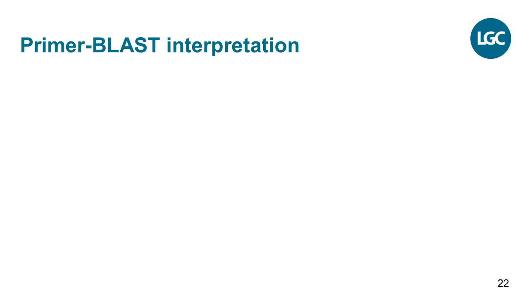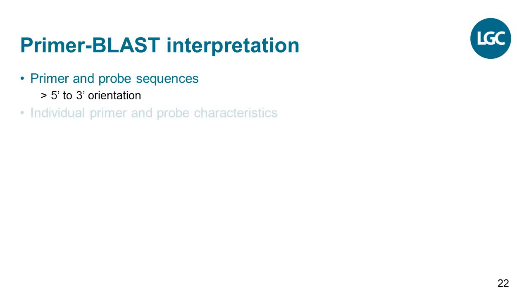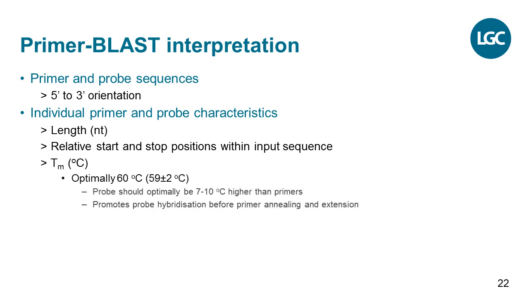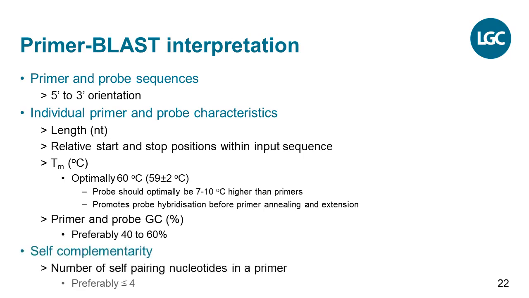Interpretation of the Primer Blast output is summarized on the current slide. Primer and probe sequences are presented in the 5' to 3' orientation. The individual primer and probe characteristics provided include the length in terms of nucleotides, the relative start and stop positions within the input sequence, the individual melting temperatures of the primers and probe, the primer and probe GC content, and the degree of primer self-complementarity that could be expected.